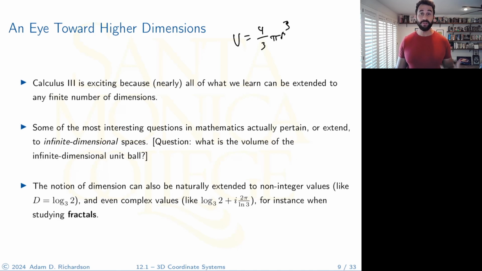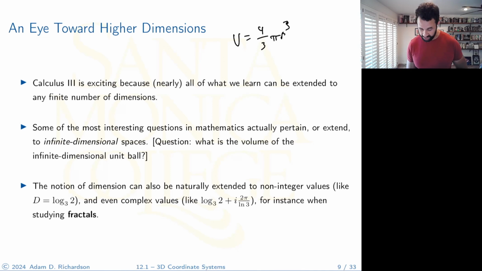Here's another cool thing. The notion of dimension can be extended even beyond integers or positive integers, right? You might be thinking 1, 2, 3, 4, 5. We can talk about arbitrarily real valued and even complex valued dimensions. So for example, in fractal geometry, we talk about non-integer dimensions all the time. For example here, log base 3 of 2, that's the dimension of the Cantor set. If you look up the Cantor set, it's got dimension log base 3 of 2, which is an irrational number, and it's a transcendental number. It's certainly not an integer, and it's certainly not a natural number.